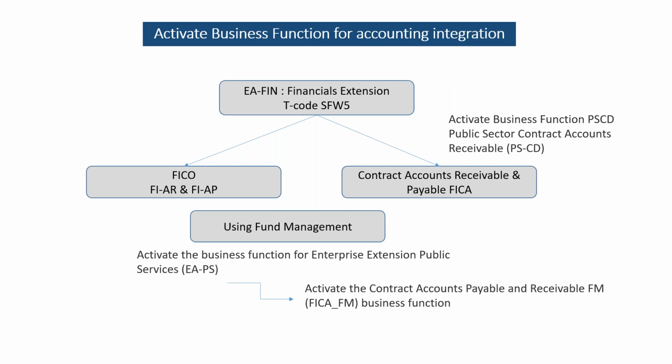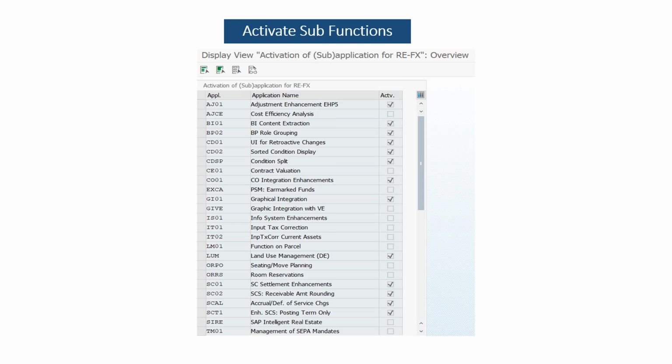So this is the business functions activation. Now these are sub business functions, or sub functions. We have different functionality available in ReFx. For example, you have one process of land use management. To use land use management, you need to activate this sub function, LUM.